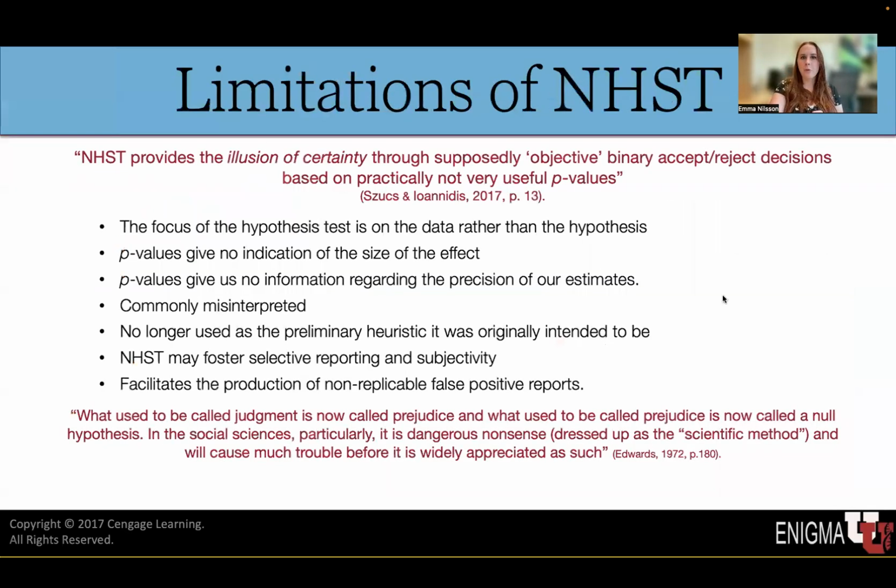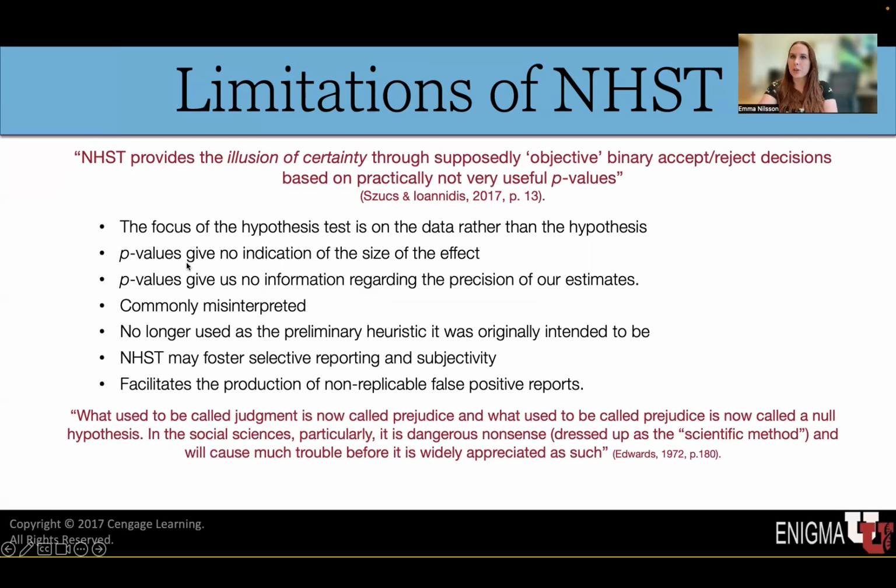And then before we take a break and go to the next lecture, let's just talk about some of the limitations of null hypothesis significance testing. I really like this quote up here. We'll look at this paper in a second, but it says null hypothesis significance testing provides the illusion of certainty through supposedly objective binary accept or reject decisions that are based on practically not very useful p-values. And that basically summarizes this whole page.